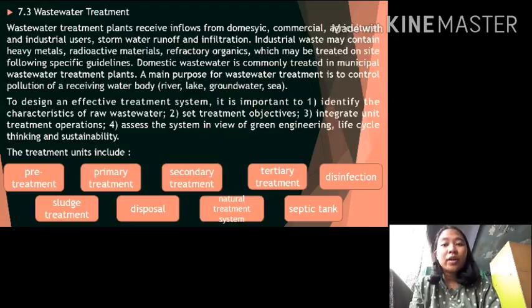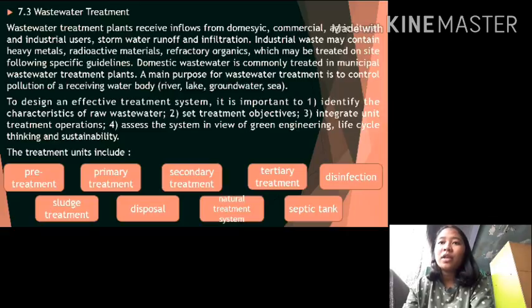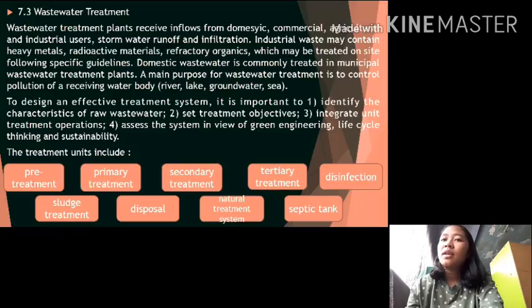Okay, 7.3 Wastewater treatment. Wastewater treatment plants receive inflows from domestic, commercial, agricultural, and industrial users, stormwater runoff and infiltration. Industrial waste may contain heavy metals, radioactive materials, refractory organics, which may be treated on site following specific guidelines. Domestic wastewater is commonly treated in municipal wastewater treatment plants. A main purpose of wastewater treatment is to control pollution of a receiving water body: river, lake, groundwater, sea. To design an effective treatment system, it is important to: 1. Identify the characteristics of raw wastewater. 2. Set treatment objectives. 3. Integrate unit treatment operations. 4. Assess the system in view of green engineering, life cycle thinking, and sustainability.